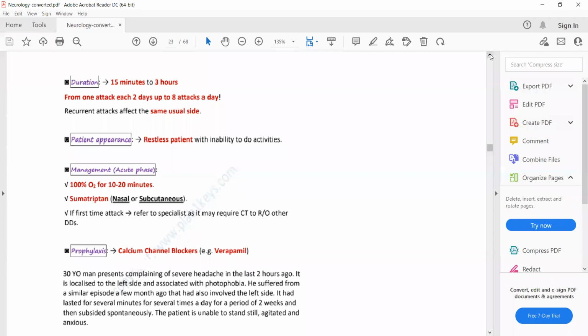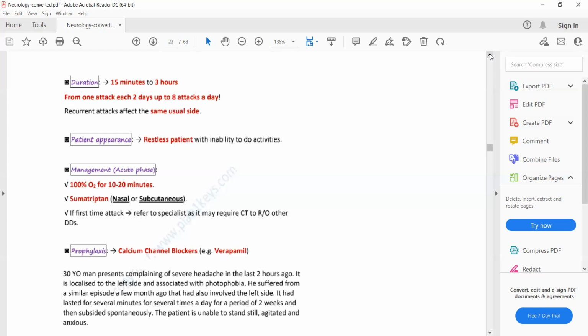So a 30-year-old man presents complaining of severe headache starting 2 hours ago. It is localized to the left side and associated with photophobia. As you can see in this scenario, the man is complaining of a headache that lasts for 2 hours, localized to the left side and associated with photophobia.